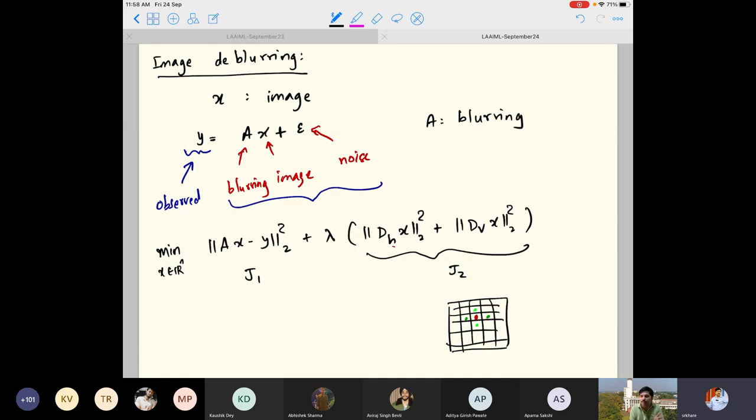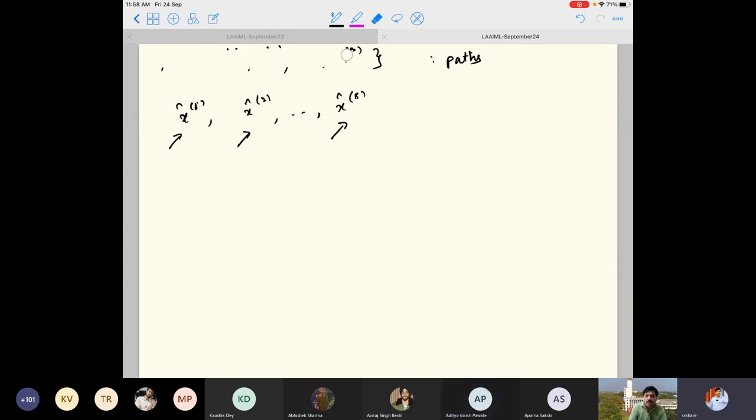So is this image deblurring clear to all of you? What these DH and DV operators are doing is trying to find the horizontal and vertical differences in the images, consecutive pixel values, and by having that as your secondary objective, you are forcing the recovered image to be as smooth as possible. So the image is primarily recovered because of J1, and J2 is ensuring that you have smoothness in the image. Okay, interesting applications of this.